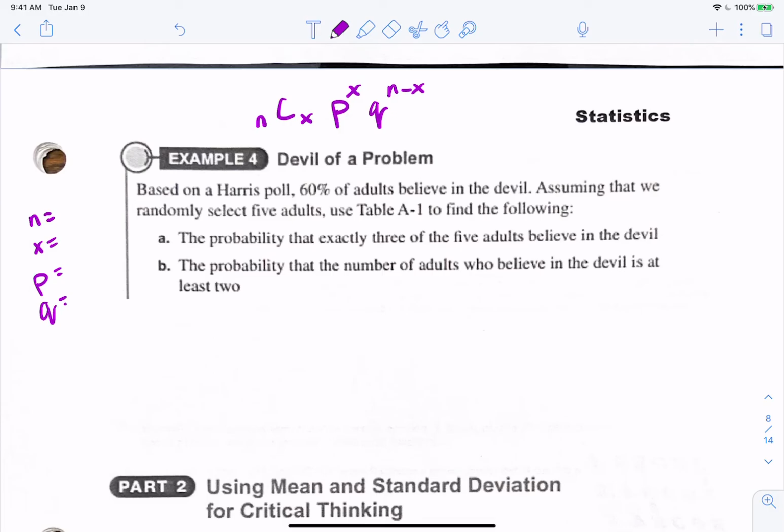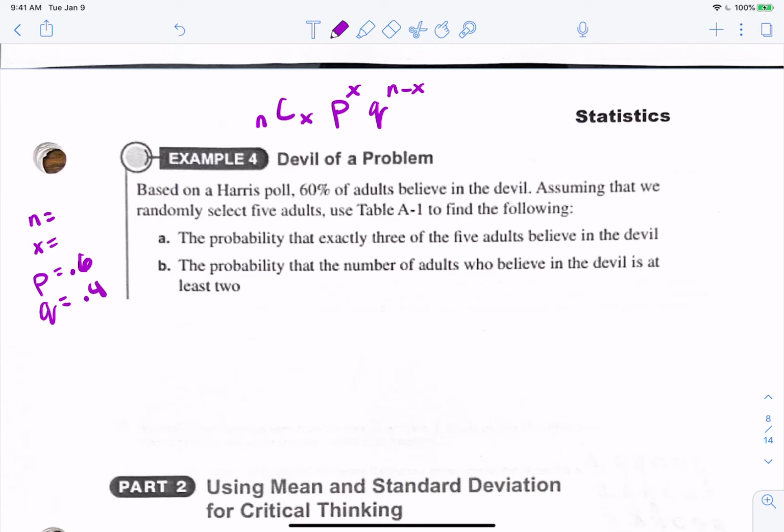Where does 60% go? It is your p. Remember yesterday when I said that p was the probability of success? So evidently success means you believe in the devil. Don't get hung up on the whole success failure thing. Okay, p is 0.6, q is 0.4.